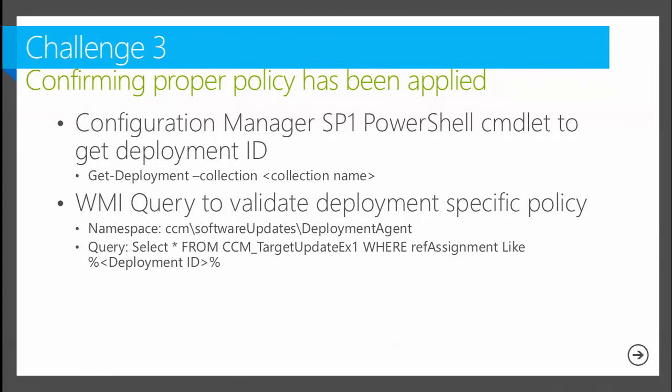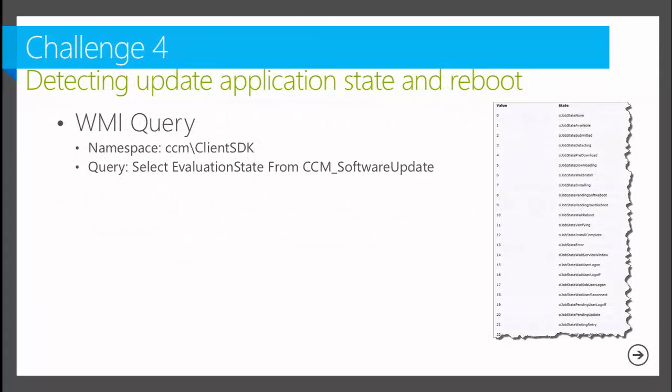All I'm doing is a WMI query on the CCM Software Updates Deployment Agent namespace. Basically, select star from CCM target update EX1, where ref assignment like deployment ID. So we can actually, in WMI, see that the deployment has been applied to the machine. At that point, we know we're good to go. We can move on. In fact, when we're done here, I can show you, in my environment, it loops a couple times until that policy has been applied, and then we move on to the next step, which is to watch the deployments roll.